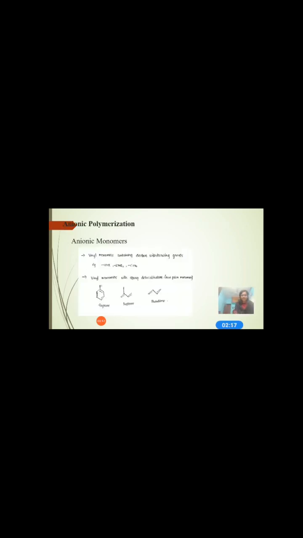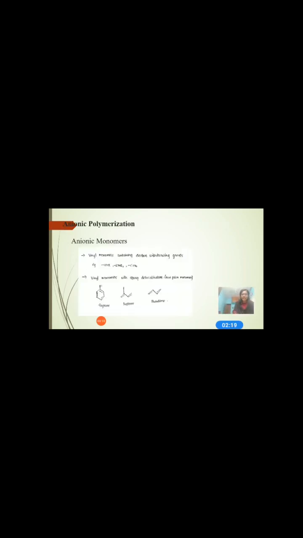Another method of termination is by hydride ion transfer. This is different from the previous method, because in the previous method it was the proton that was transferred to the monomer, but here the hydride is transferred from the monomer. Another method of termination is proton transfer to counter ion. The counter ion is a nucleophile that is mentioned here, and the proton is transferred to the counter ion.